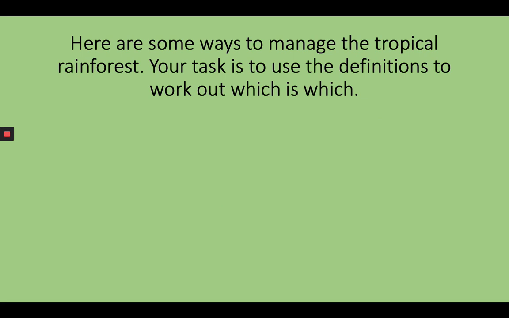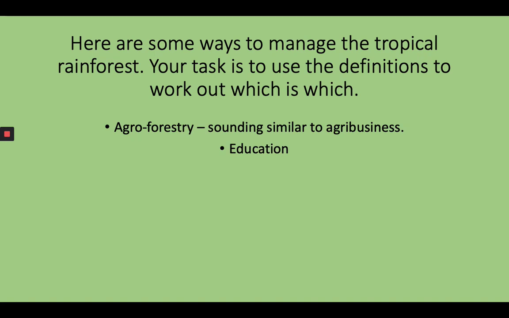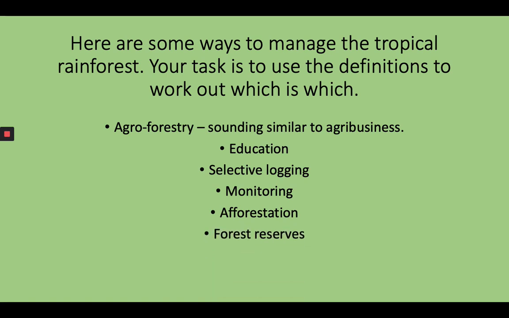So here are some ways to manage the tropical rainforest. Your task is going to be to try and match up the definitions with the key words. The key words, first of all, are agroforestry, which sounds very similar to agribusiness that you looked at in another topic. Then we've got education, selective logging, monitoring, afforestation, and forest reserves. When you see these definitions, you need to match them with the keywords.